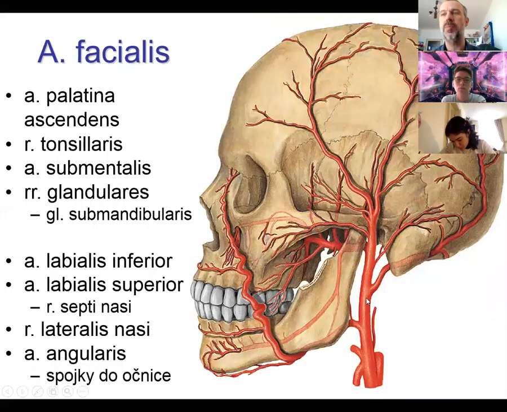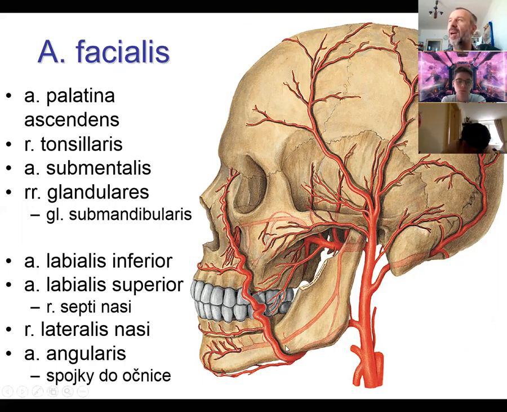The facial artery has got much more branches, but it's easier to imagine. You can see it nicely running obliquely across the face. You can see that it's tortuous, sinuous, and it's because we move our face. If I do all these movements, we need to adjust the artery to these. That's why it's tortuous. Do you know any other tortuous artery in the human body? We have another two you should know.